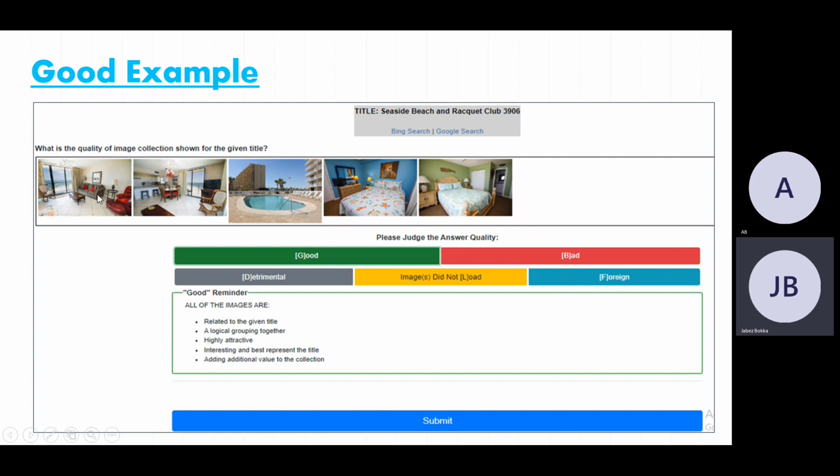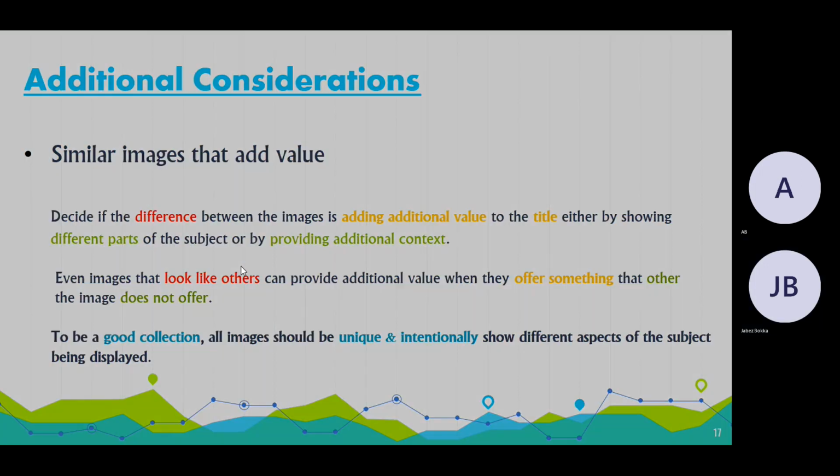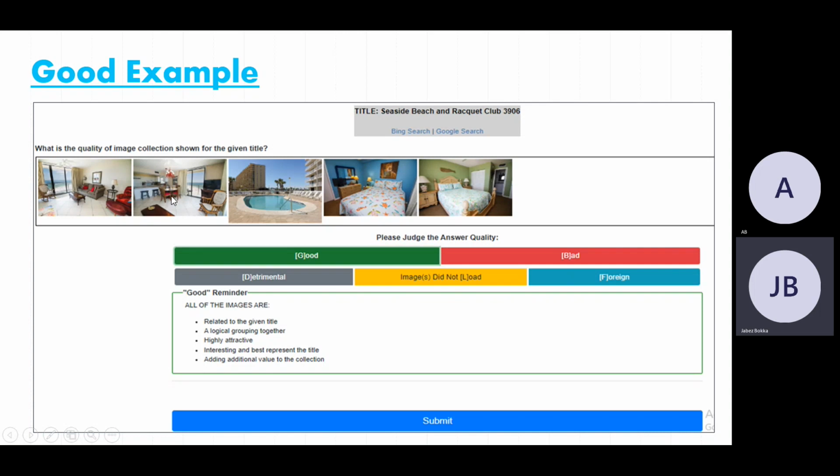So here we can get to know that this particular hotel or this particular accommodation is having a couch, is having an area to sit, is having one chair, and then there is a dining table here, and there is a kitchen here, and then there is a swimming pool. So each and every image is adding additional values. So this particular title is exactly matching with the images. So we give it as good.